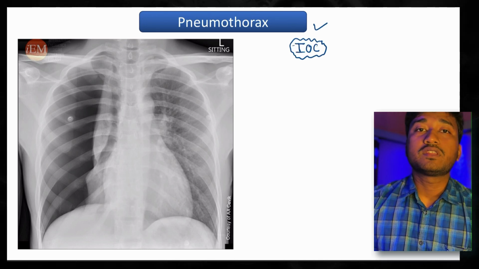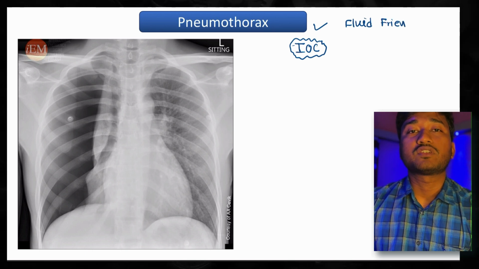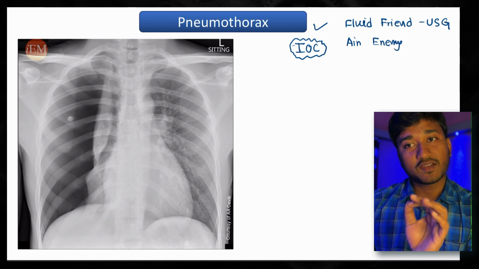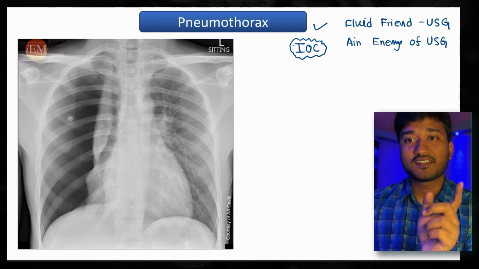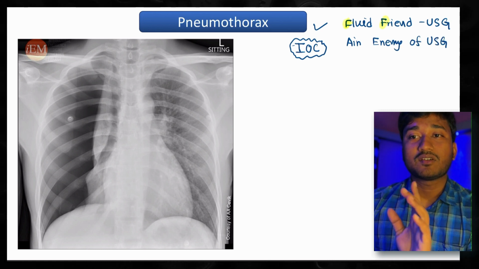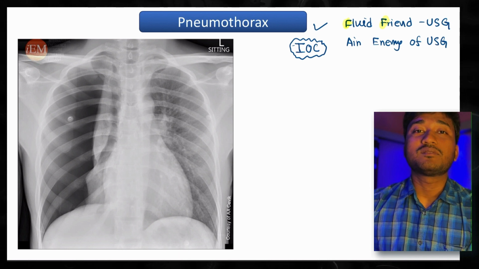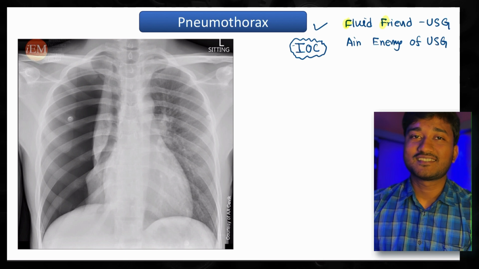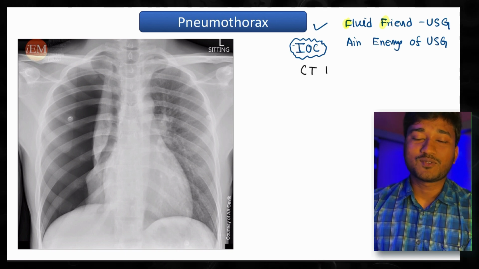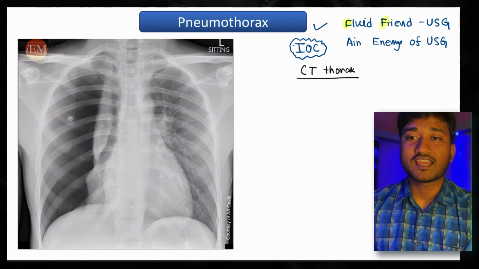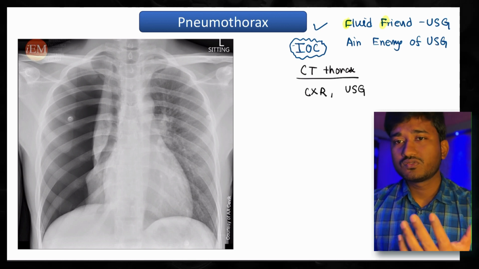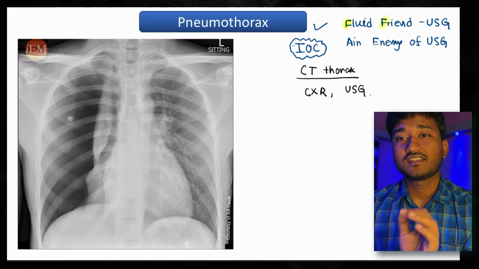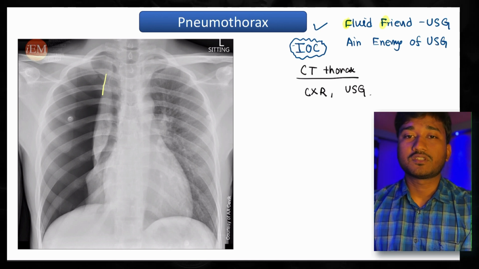What will be the investigation of choice in case of pneumothorax? Yes, fluid is the friend of ultrasound, which I talked about earlier, but remember air is the enemy of USG. So what will be the investigation of choice in case of pneumothorax? Please guess. It is going to be your CT, that is CT scan of the thorax. We can also do chest X-ray, we can also do USG, but the investigation of choice here is CT scan of the thorax.